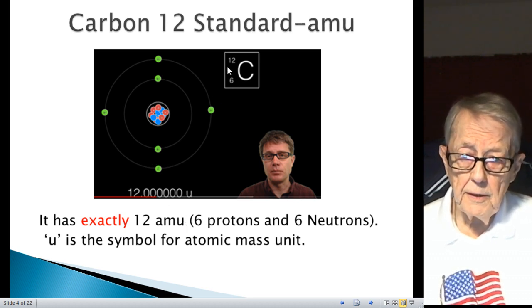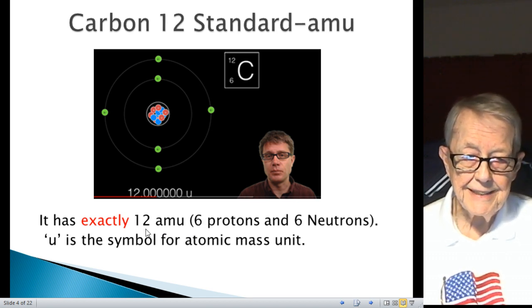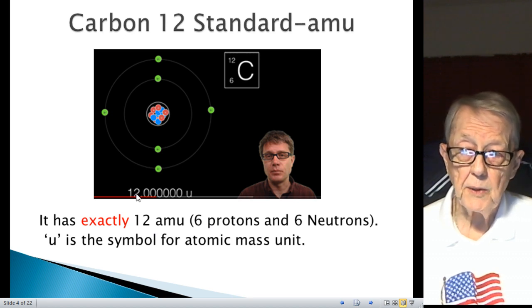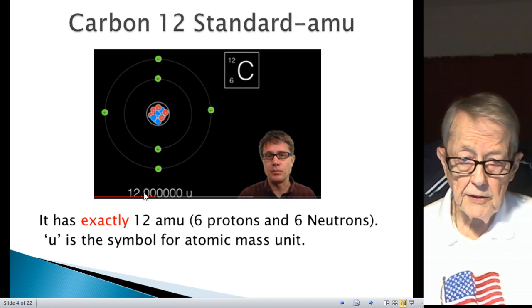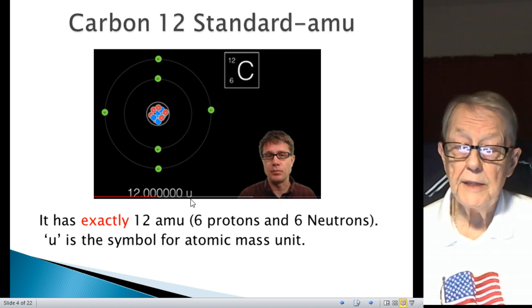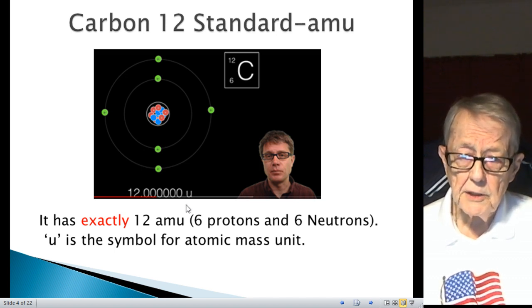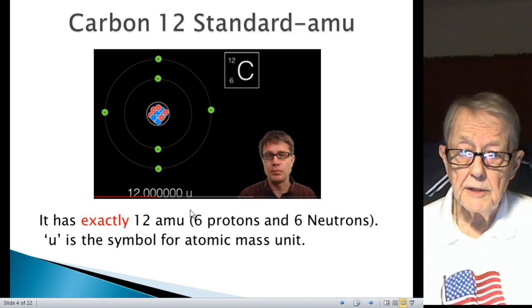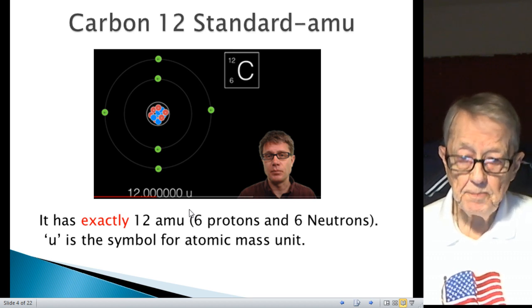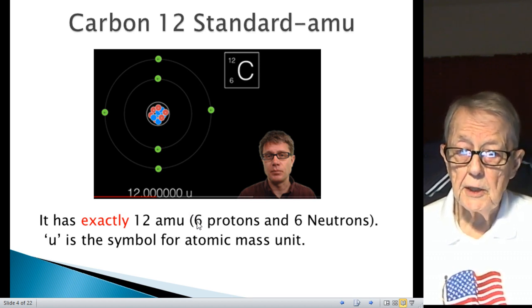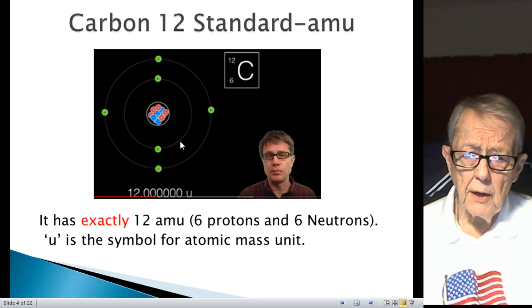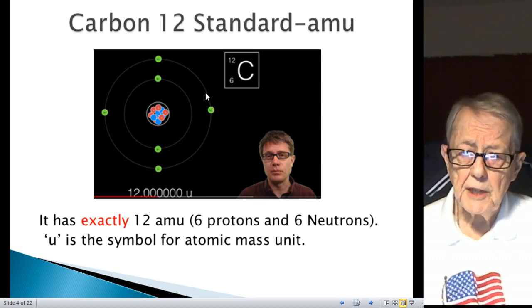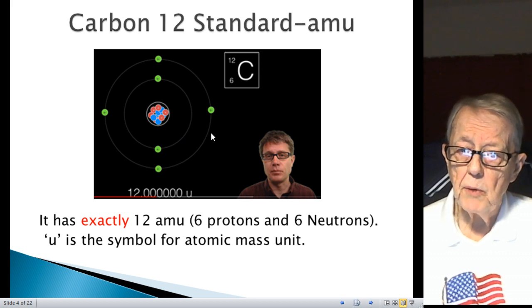The carbon-12 has 6 protons and 6 neutrons, and it's exactly 12, and they define it this way. This is the standard for the atomic mass unit. It has exactly 12, and it emphasizes that by showing all these zeros, meaning this is the standard. Carbon-13 has an atomic number of 6 but has 7 neutrons instead of 6.